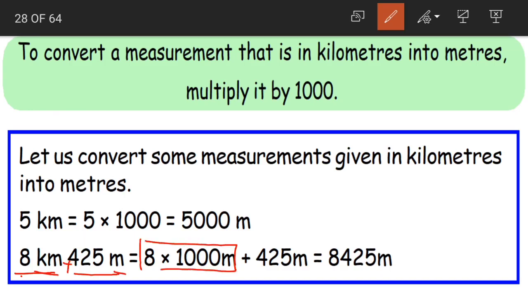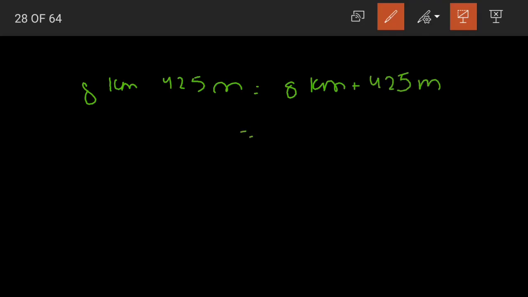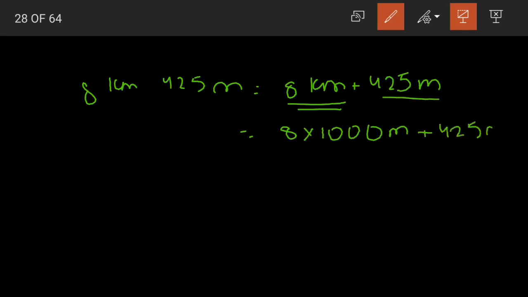So first let us write them separately. What will we do? 8 kilometers and 425 meters. So we can write it as 8 kilometers plus 425 meters. Now here this 8 kilometers we have to convert it into meters. How to convert it into meters, children? Multiply by 1000. 8 into 1000 meters plus our 425 meters.